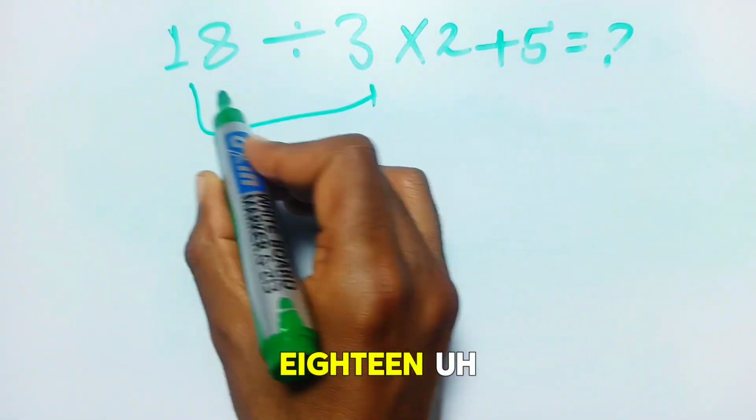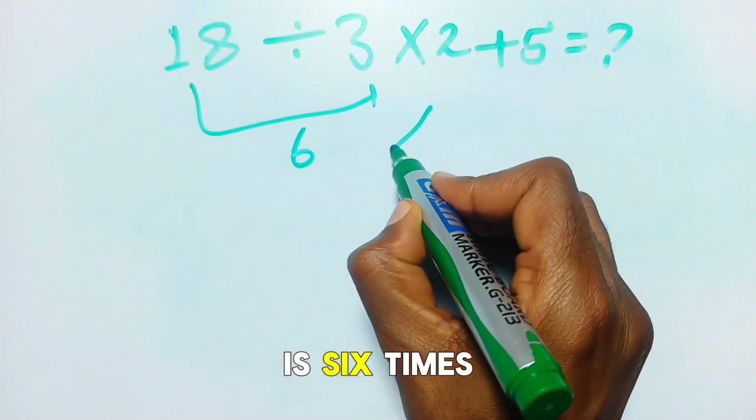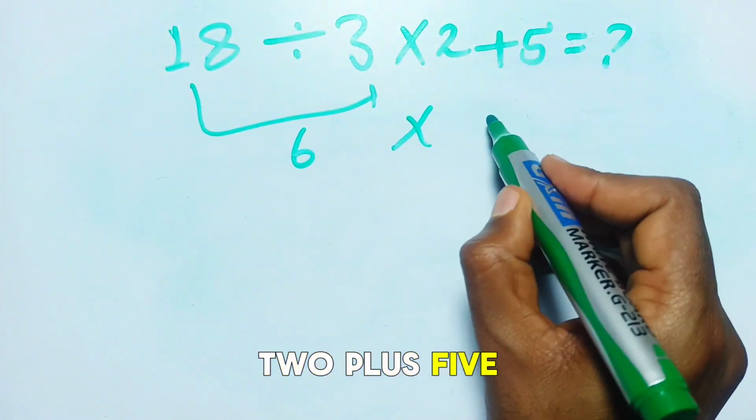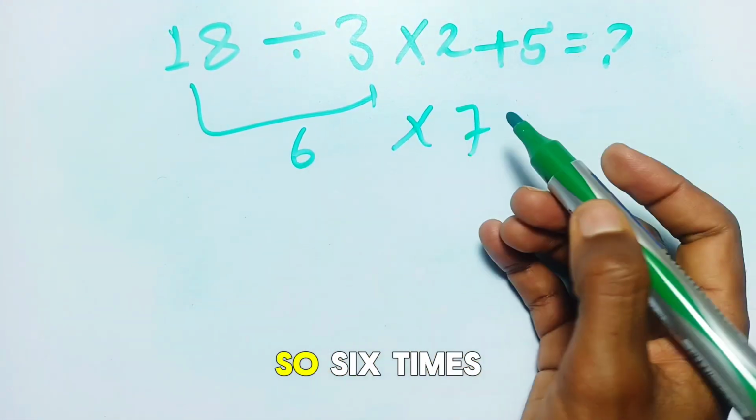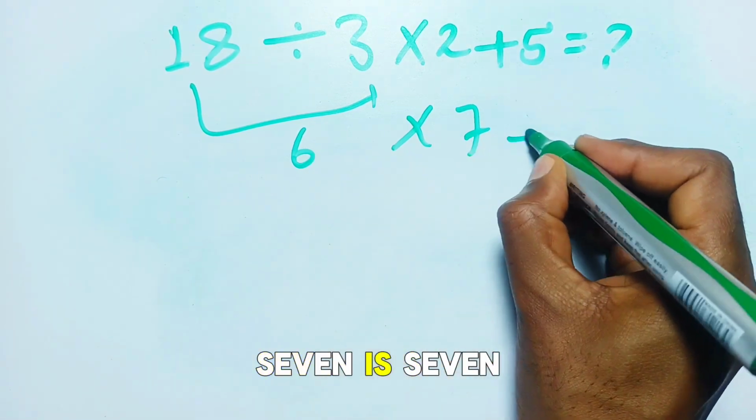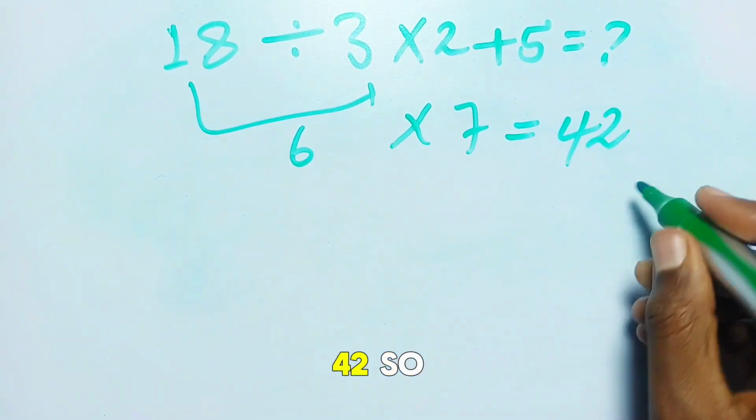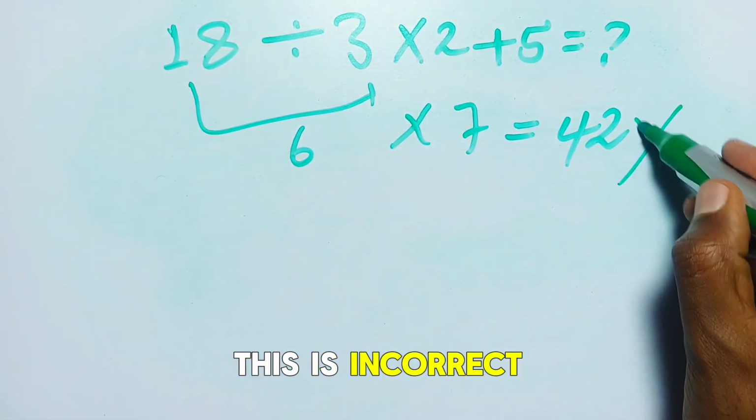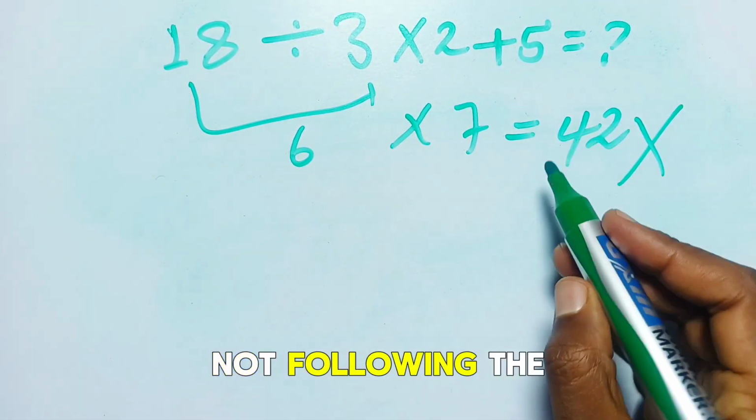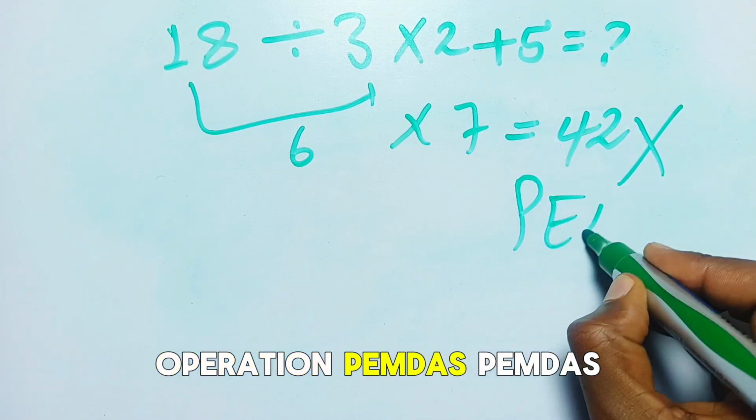This 18 divided by 3 is 6, times 2 plus 5 is 7. So 6 times 7 is 42. So this is incorrect because you are not following the rule of order of operation, PEMDAS.